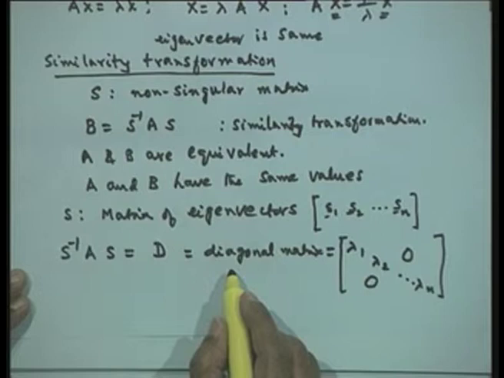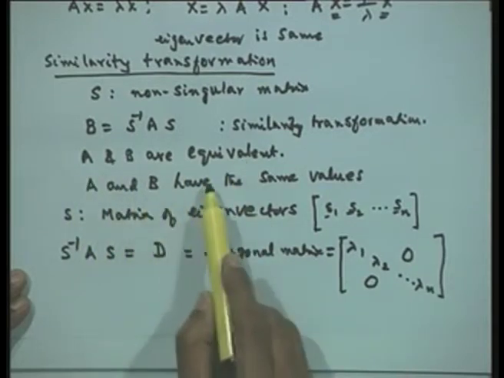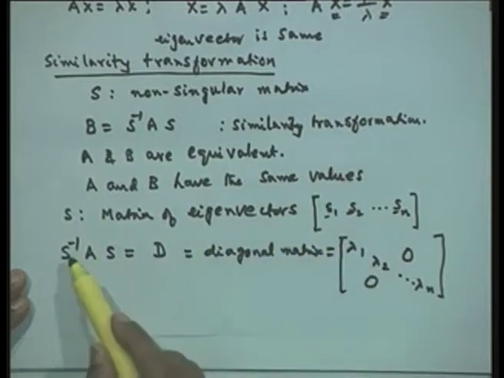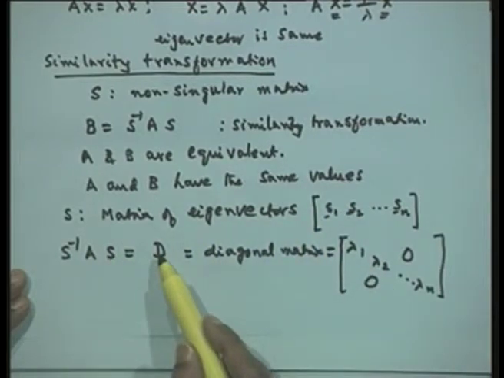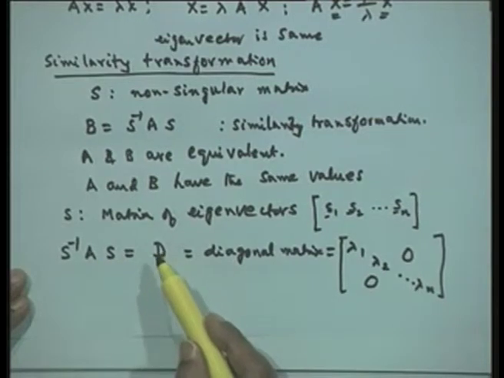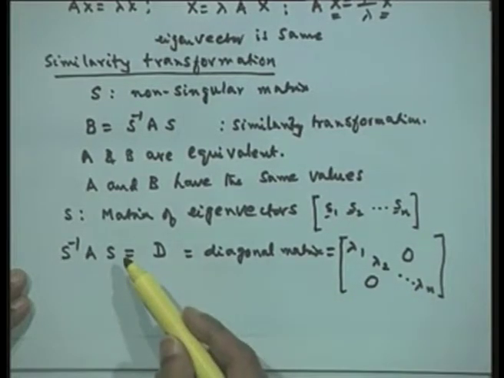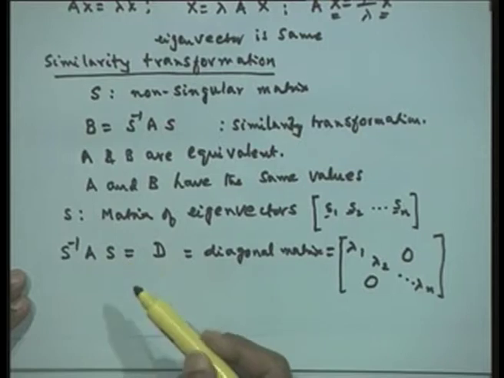This result is obvious because we just made a statement that if A and B are equivalent, A and B have the same eigenvalues. Now, S inverse A S has been reduced to a diagonal matrix D, and hence the eigenvalues of A and D are the same, and the eigenvalues of D are simply the diagonal elements itself. Therefore, lambda 1, lambda 2, up to lambda n are the eigenvalues of this particular matrix.